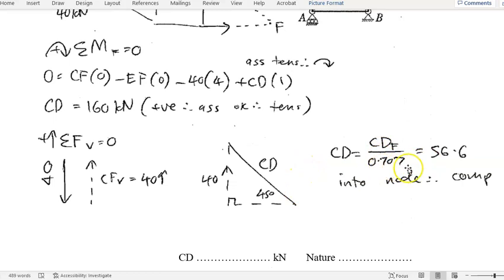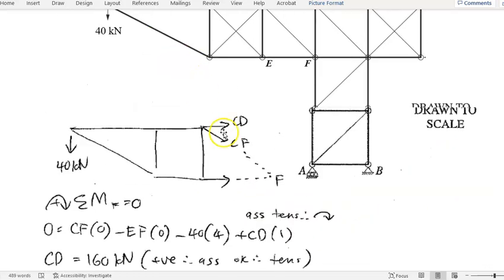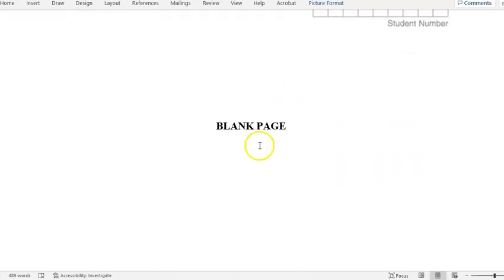Anyway, I didn't do the trigonometry. I just used my known values. I know that this is 0.707. I know the number has to be bigger. This number is bigger than 40. The force is going up. We can see that if it's tension, it would be pulling out and down. Because it's going up, it has to be going into the node. If it's going into the node, it's compression. And we're done.